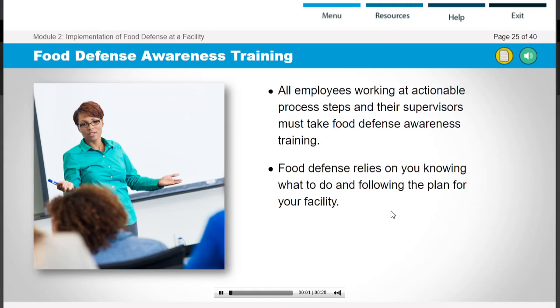Increasing awareness about food defense is another very important aspect of protection. Because of this, people assigned to actionable process steps and their supervisors are required to take food defense awareness training. The Food Defense Plan is only valuable if people assigned to actionable process steps and their supervisors understand the importance of the plan and are aware of their responsibility to implement the mitigation strategies outlined in the plan. That means you.